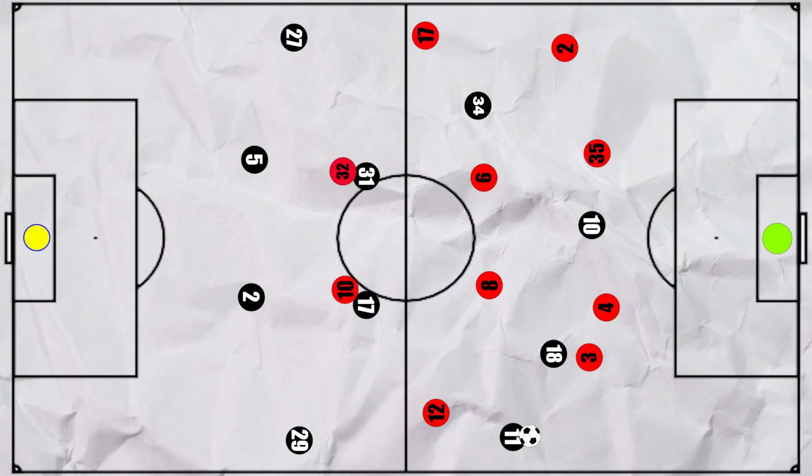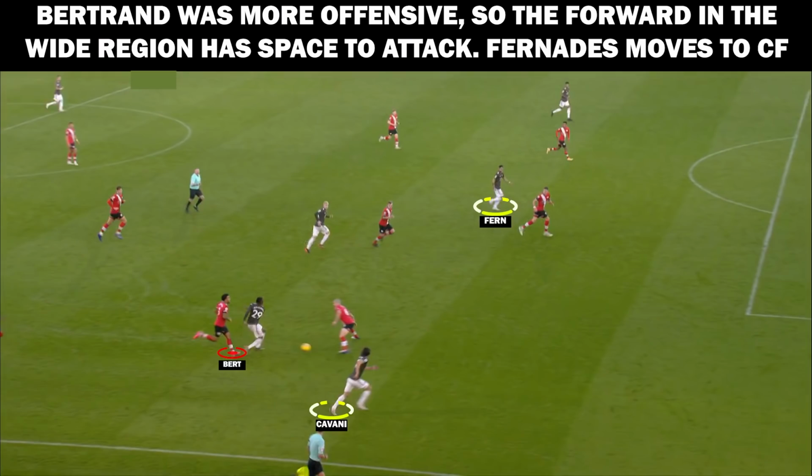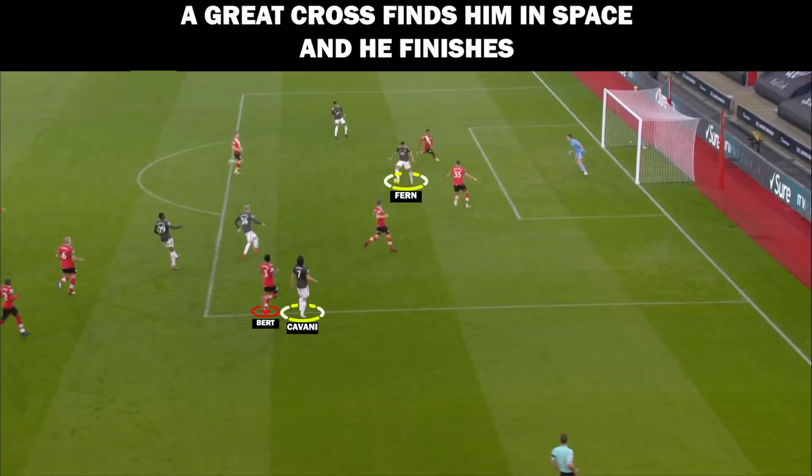We see shades of this in the Fernandes goal. As discussed, the forward, this time Cavani, is willing to go wider. This creates space for Fernandes to attack, and Ole was happy for his attacking midfielders to push centrally at times. Cavani's cross then finds Fernandes, who is able to finish.